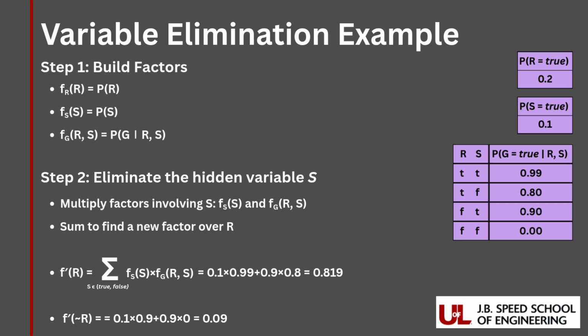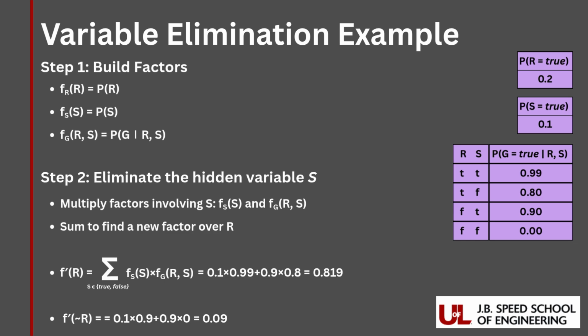So the way that we eliminate that, according to the variable elimination algorithm, is that we are going to multiply those factors together and find their sum. So we're going to declare that as f prime of R, a new factor we'll set equal to that dot product. And so we get 0.819. And likewise, we'll have f prime of R represent that it did rain, and f prime of not R as that it did not rain.